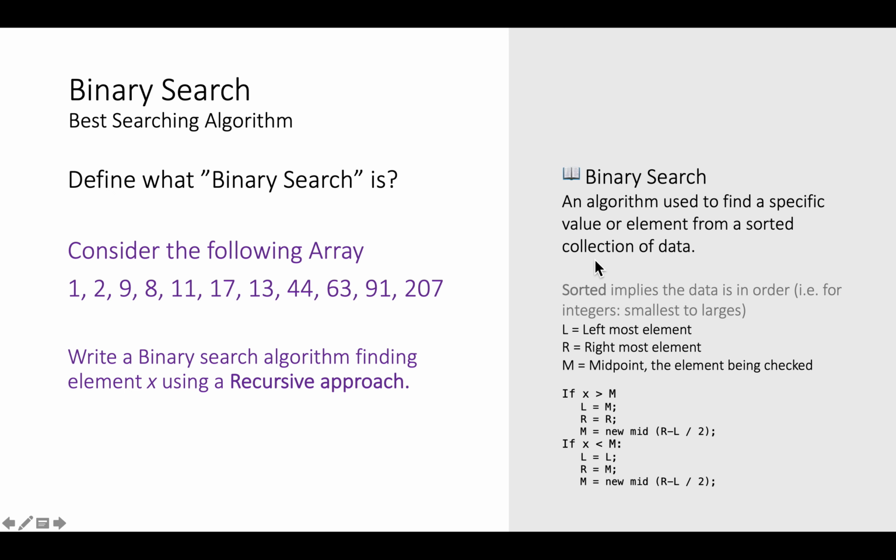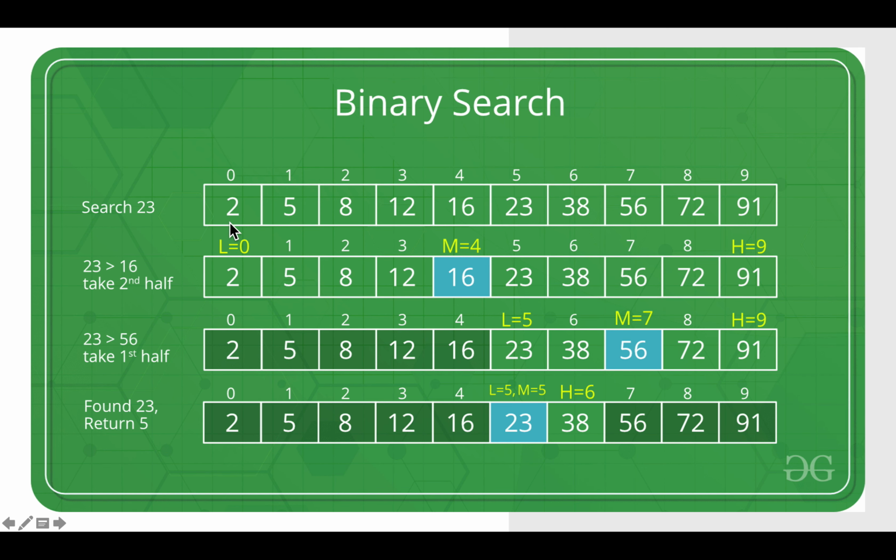So I have the algorithm here for you, but instead of going through it, what I want to do is show you how this would work using an example. Assume you have this sorted list: 2, 5, 8, 12, 16, 23, 38, 56, 72, and 91. And let's assume you're searching for the element 23.